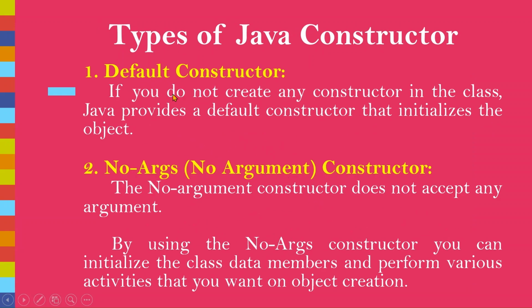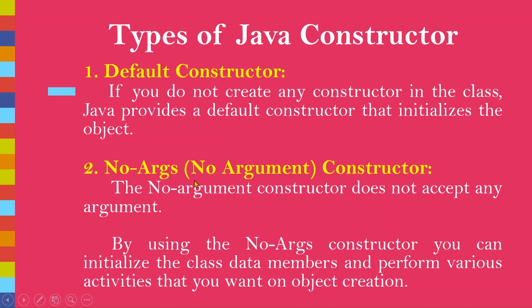Now coming to the first one, default constructor. If you do not create any constructor in the class, Java provides a default constructor that initializes the object. So inside a class, you are not writing any constructor, but at the time of the object creation, the compiler automatically creates a default constructor, and that initializes the instance variables with some default value.